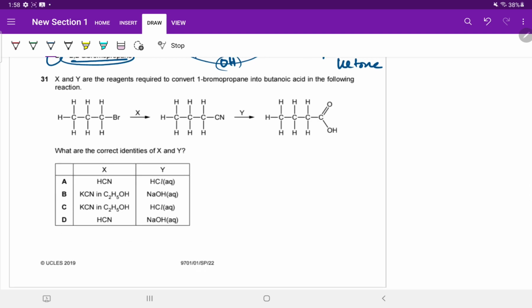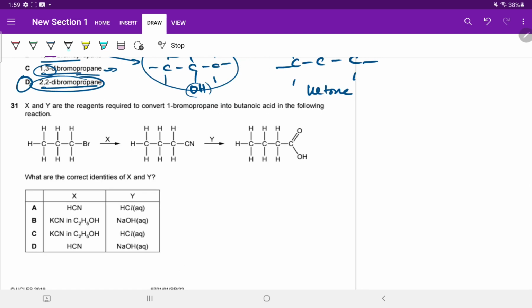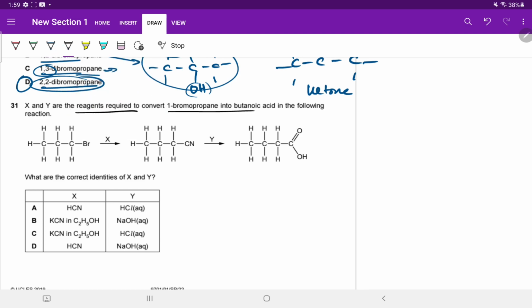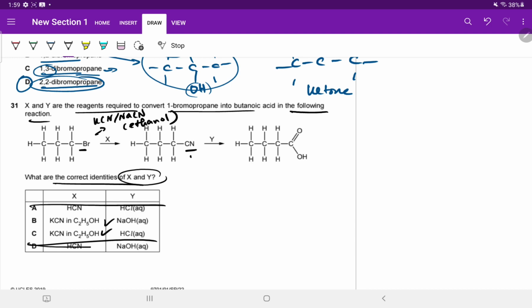Question number 31. It says that X and Y are reagents required to convert 1-bromopropane into butanoic acid by the following reaction. What are the correct identities of X and Y? So for X, this Br is being converted to CN, which is a nitrile. Whenever haloalkanes are converted to nitriles, this has to be KCN or NaCN, potassium cyanide or sodium cyanide, in ethanol, or ethanolic. So options B and C, A and D can be removed.